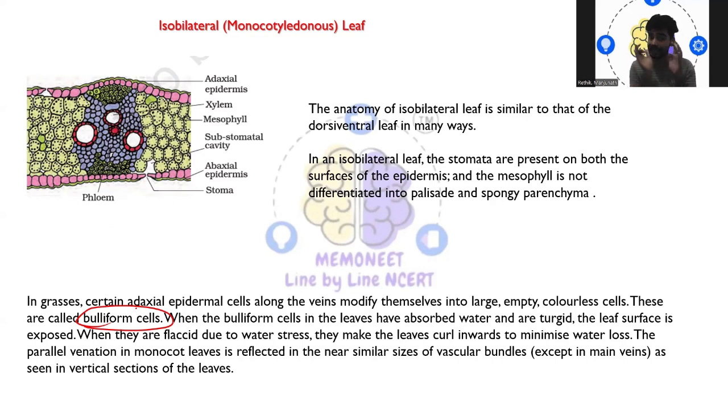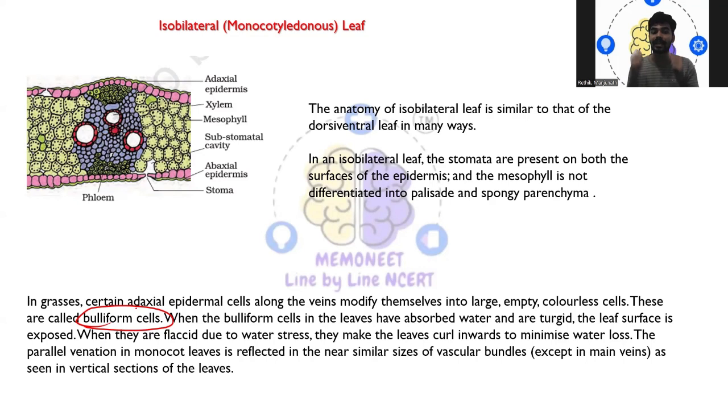Bulliform cells. So when these cells in the leaf have absorbed water and are turgid, what happens? The leaf surface is exposed. This is one point. Then when they are flaccid due to water stress, when there is more and more water stress, what happens? They make the leaf somewhat curl inward, due to which what happens? It minimizes the water loss. So during water stress, when there is a reduction of water, they turn themselves curly so as to minimize the water loss from the leaf.